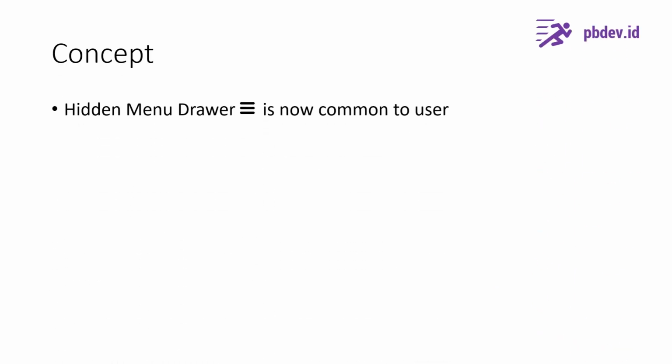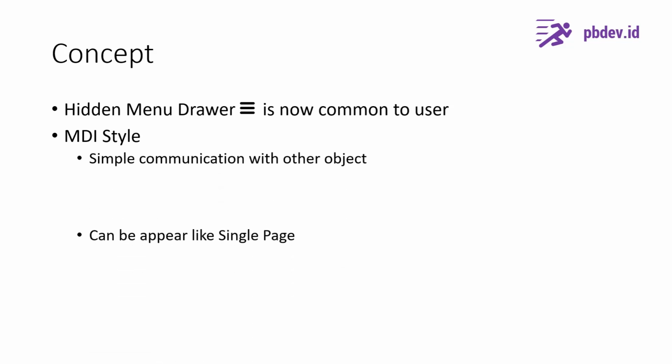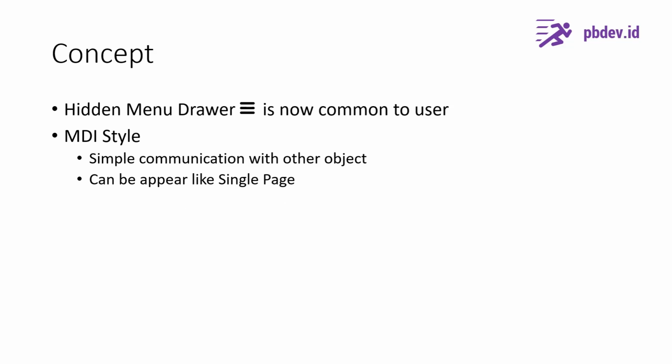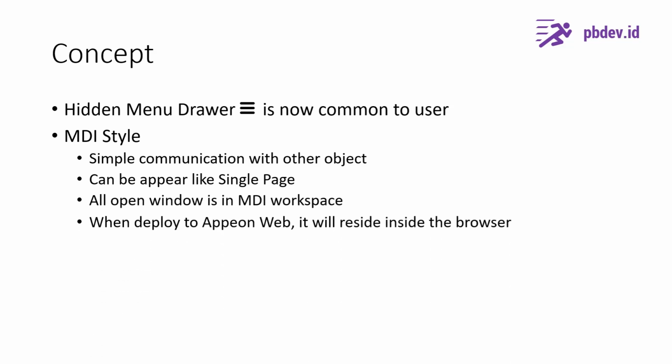First, we start with the concept. Hidden menu drawers are now common to users. Many applications have used this for their menus. We will use MDI style to simplify communication with other objects. It can appear like a single page, and all open windows are in the MDI workspace. And when we deploy to Appeon Web, it will reside inside the browser.